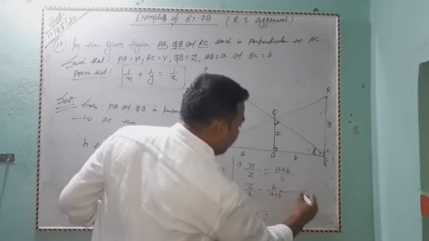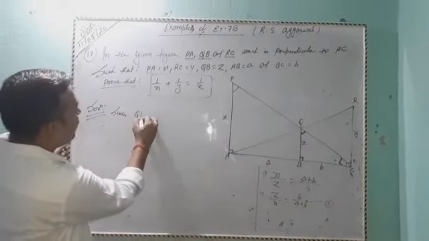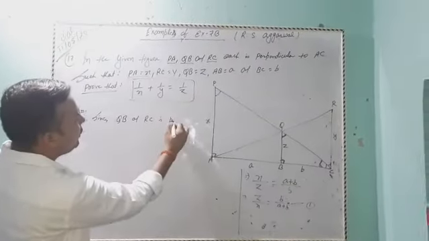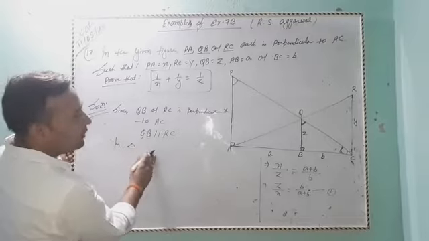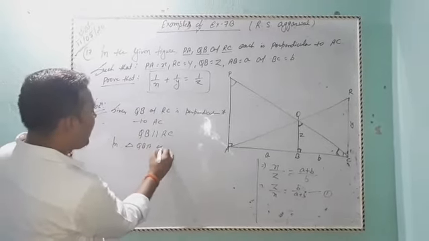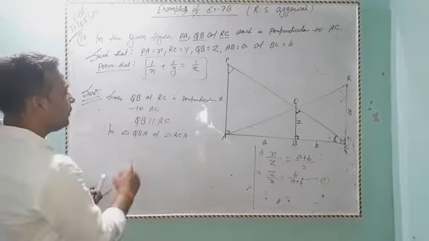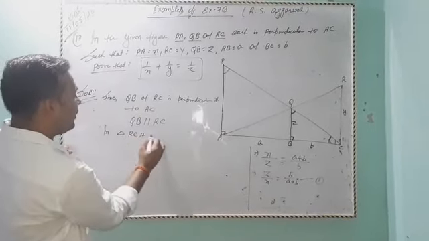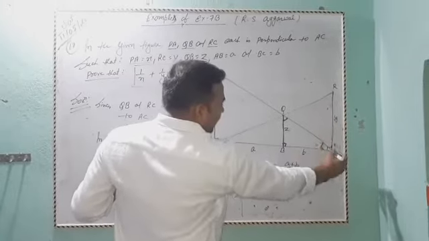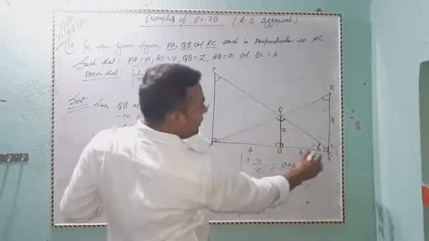Inverse of both sides, equation first. Okay students, now since QB and RC are perpendicular to AC, in triangle QBA and triangle RCA, QB is parallel to RC, then these angles are equal to these angles, corresponding angles, and these are 90 degree and 90 degree, these are also corresponding angles.